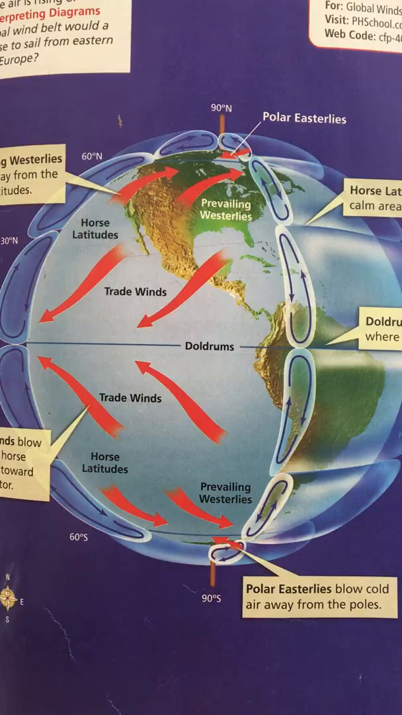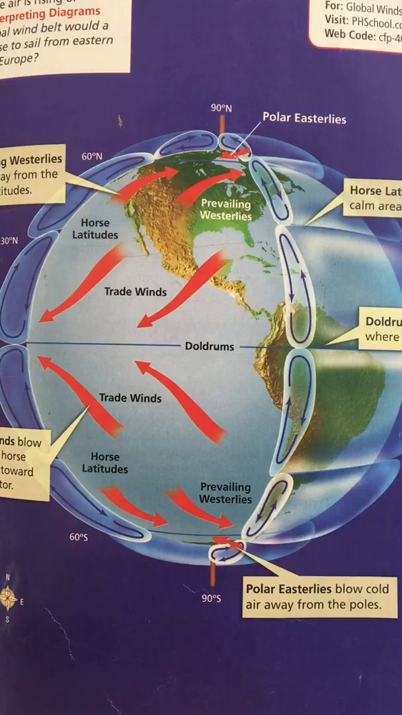Page 50, global wind belts. The Coriolis effect and other factors combine to produce a pattern of calm areas and wind belts around Earth, as shown in Figure 11. The calm areas include the doldrums and the horse latitudes. The major global wind belts are the trade winds, the polar easterlies, and the prevailing westerlies.